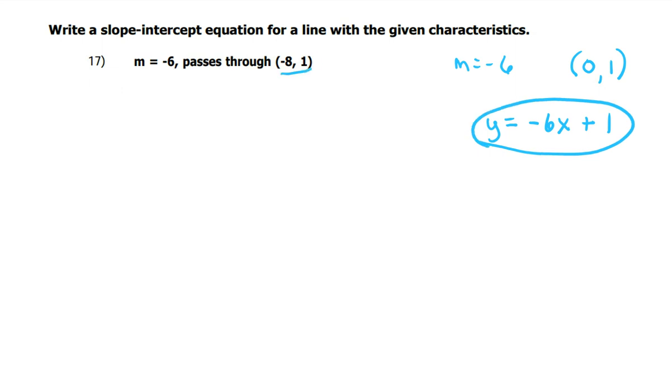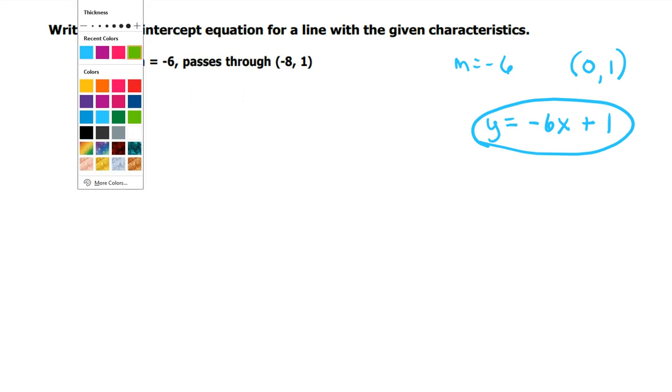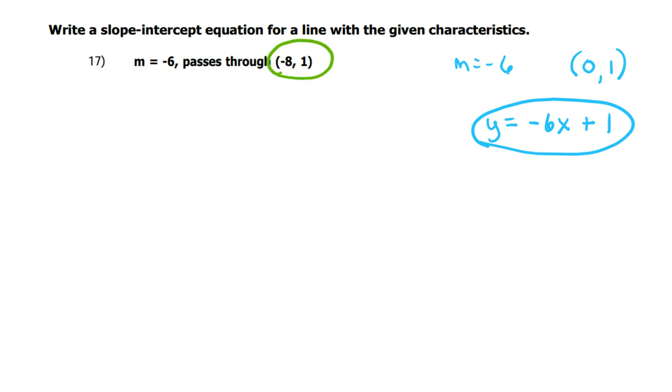They gave me this random point of (-8, 1). I meant to put that in green. (-8, 1), which is not the y-intercept. So this one's a little harder.